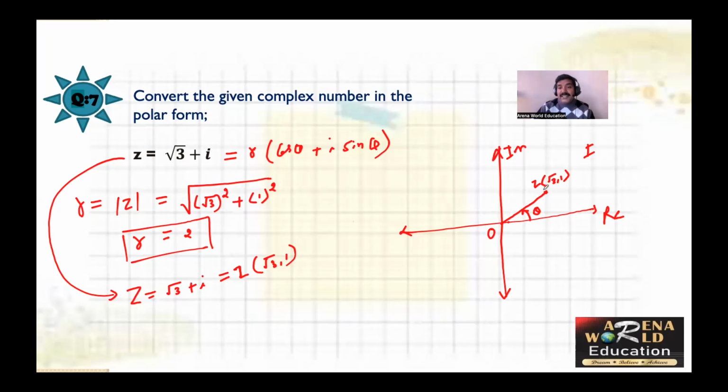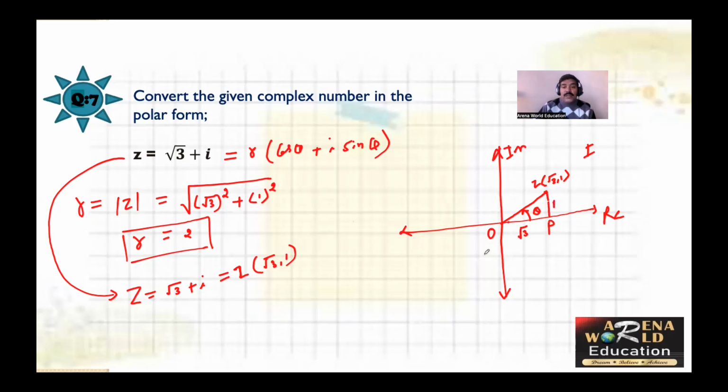And look at this one. This is a very easy question. Here we don't have to make alpha, right? Directly we will calculate the value of theta. So look at this one. Z has coordinates √3 and 1. So if this is P, then OP will be what? The X coordinate is √3 and the Y coordinate is 1.